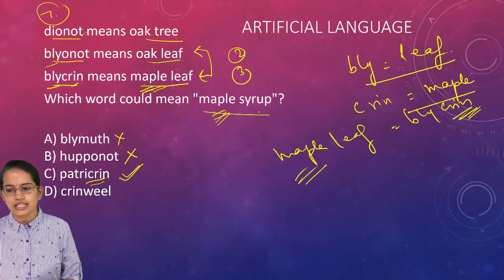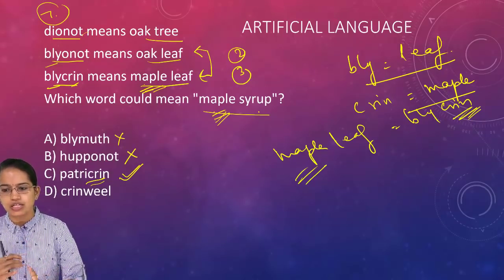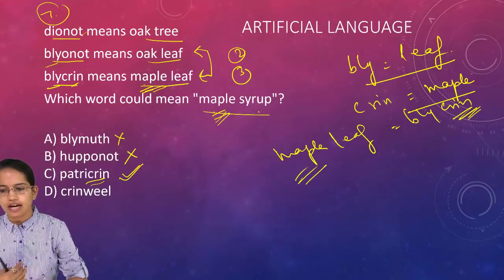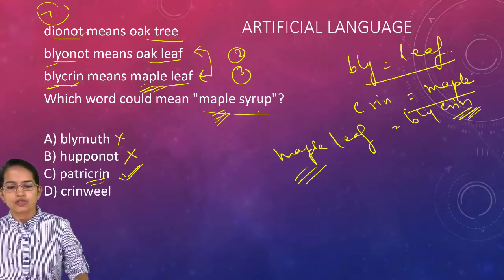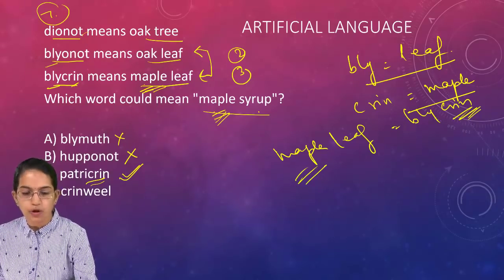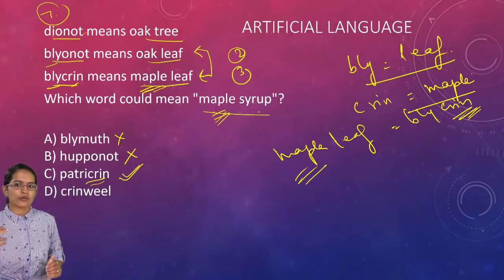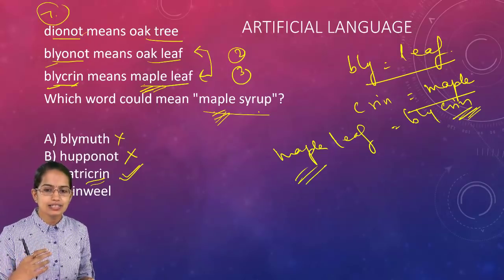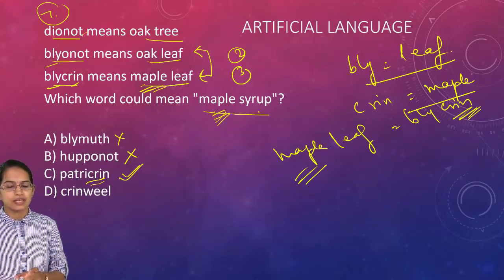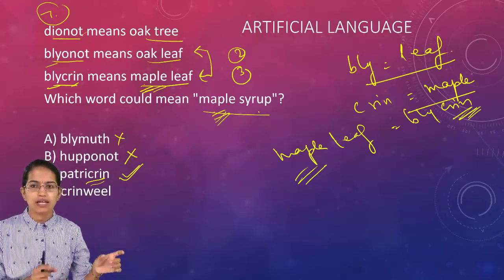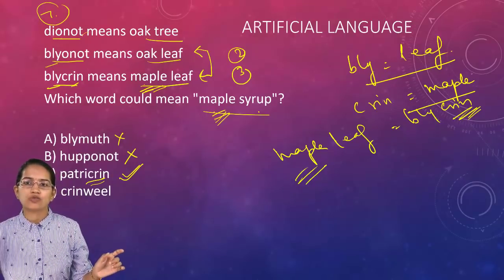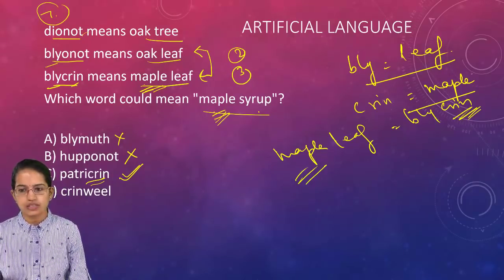Okay, so C is the right answer. I believe Pooja Rani, Chinakshi, the doubt is clear. Yes, so crin would be towards the end, not towards the starting. Just see maple leaf carefully and therefore you will understand in maple syrup where the word crin would be. So it's the first word maple and the code for that is towards the end. So crin would be towards the end.